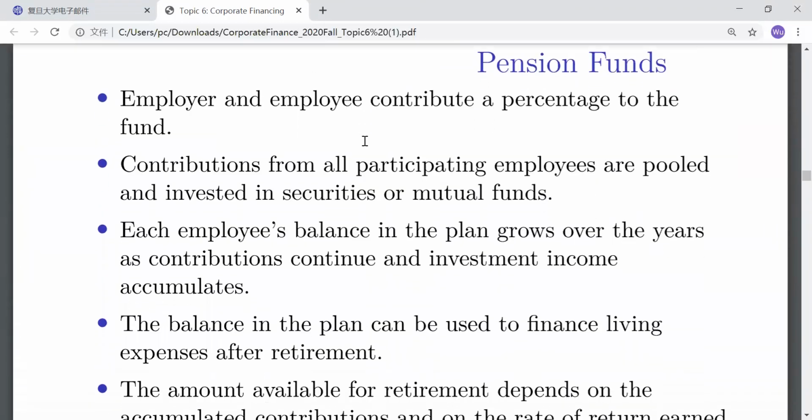And finally, pension funds, right? Pension funds' funding usually comes from employees' pension contributions. And the contributions come from all participating employees, right? Then these contributions are pooled and invested in securities or mutual funds, right? Each employee's balance in the plan grows over the years as contributions continue and the investment income accumulates. The balance in the plan can be used to finance living expenses after retirement, right? So this is what pension contributions are used for.